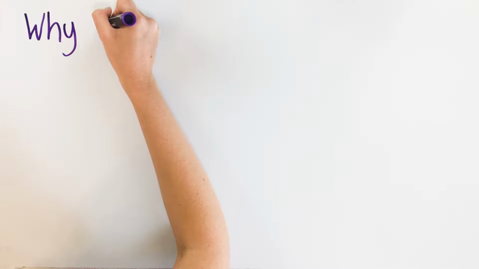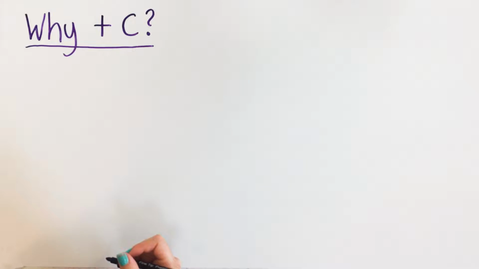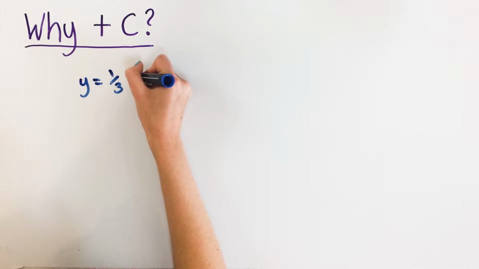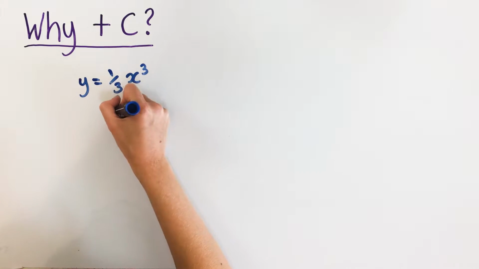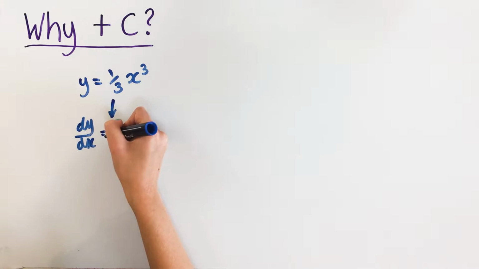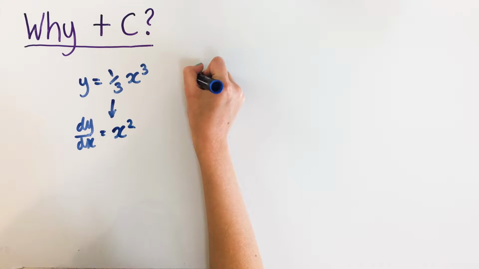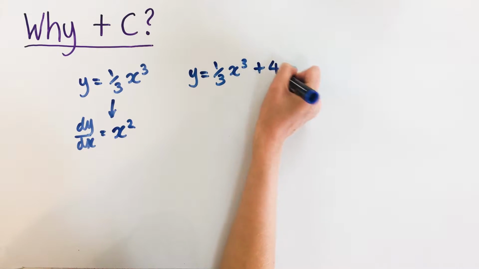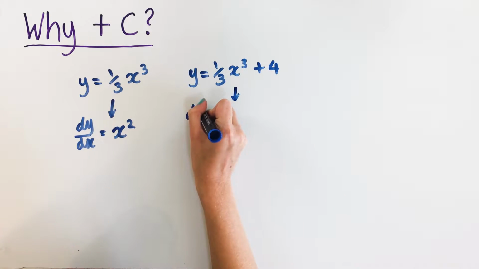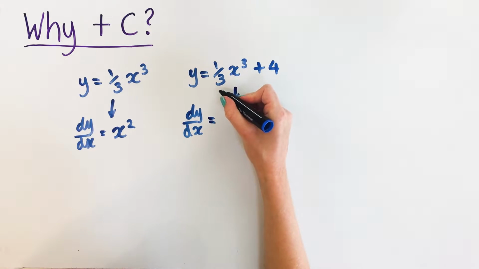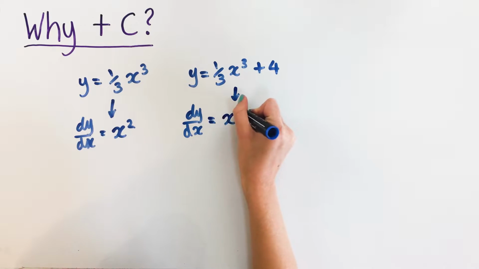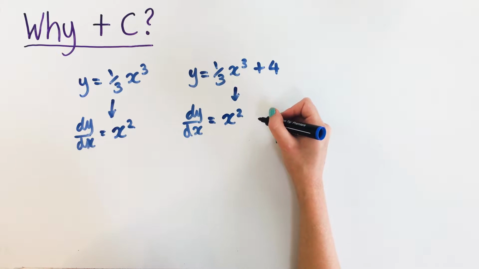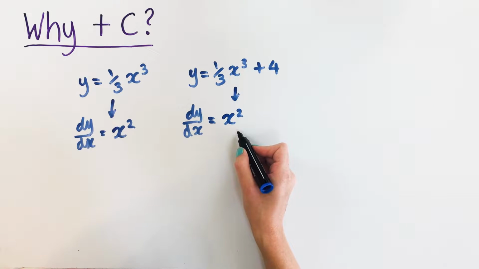Let's now look at why we add the c at the end. Let's again consider the function y equals a third x cubed. As before, we said this differentiates to x squared. Now let's consider the function y equals a third x cubed plus 4. Let's see what this differentiates to. Well, as before, the third x cubed term differentiates to x squared, and we have a constant at the end, and constants disappear when differentiating. So once again, we're left with the differential being x squared.